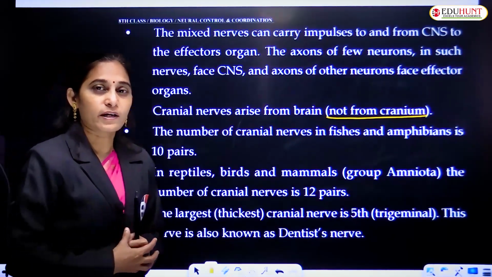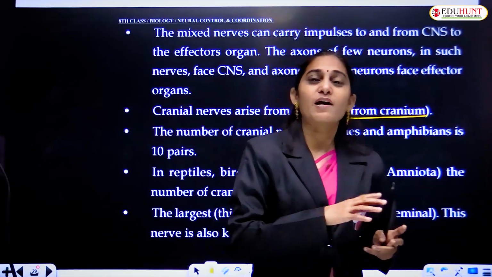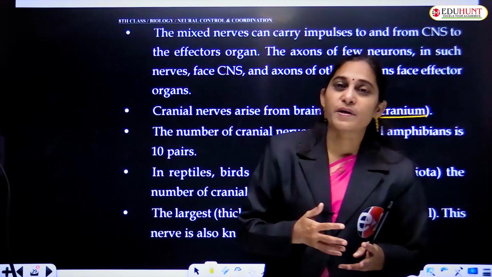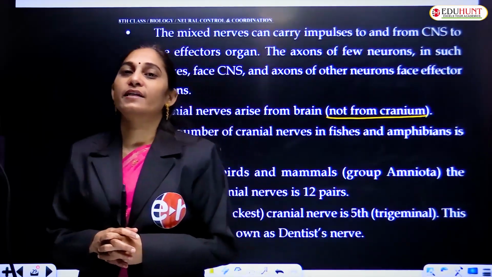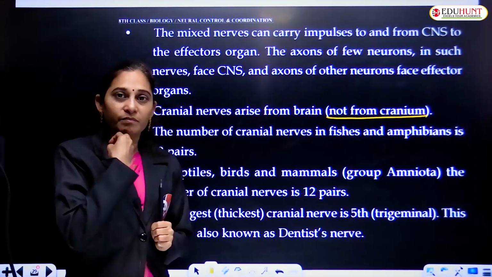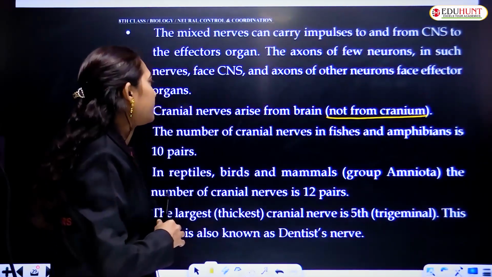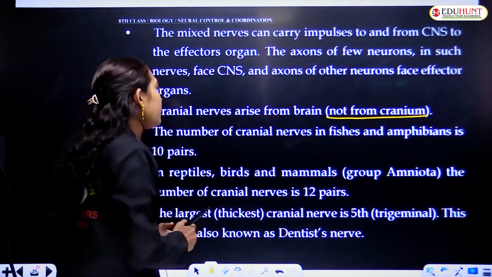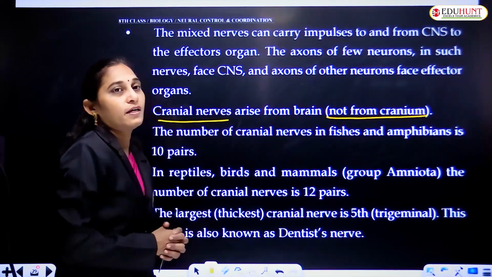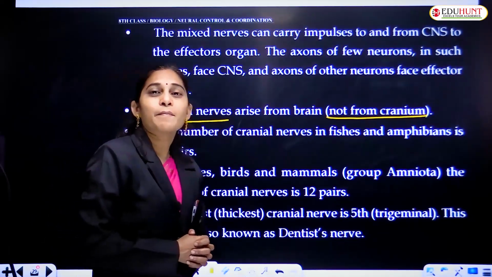It is bone. Cranium is a bone. It protects the brain. The part of the skull that protects the brain is the brain box, that is the cranium. It does not give any nerves, but the nerves that come from the brain are called the cranial nerves. And the number of cranial nerves in anamniotes.